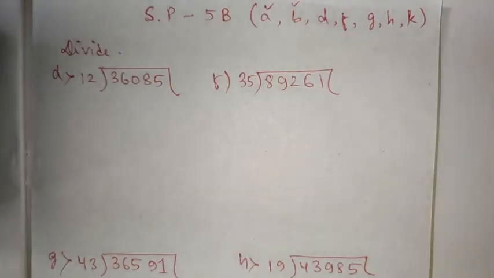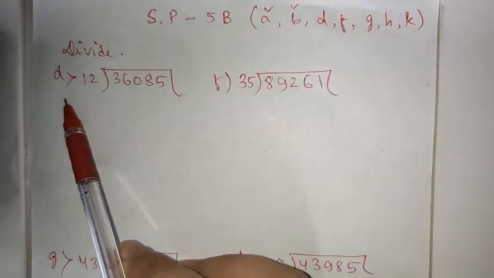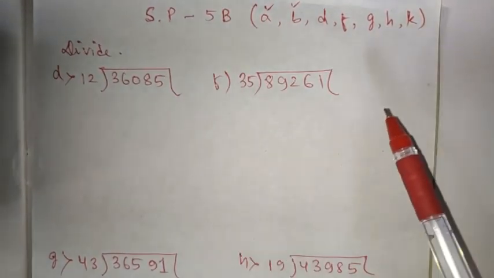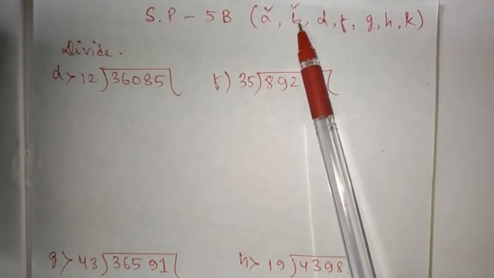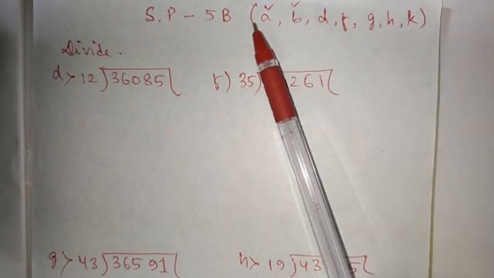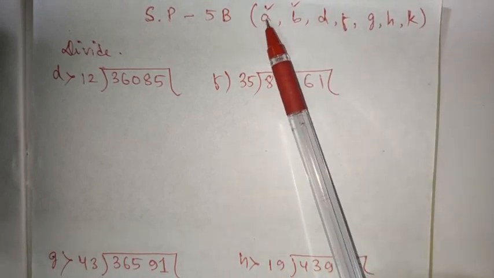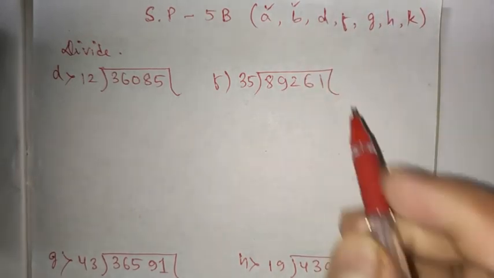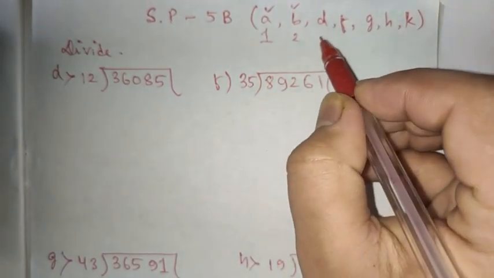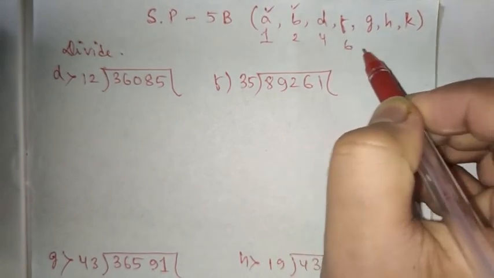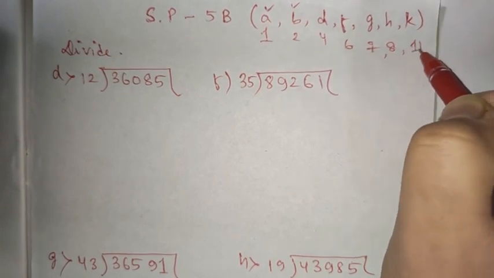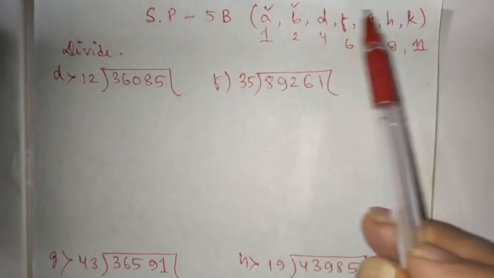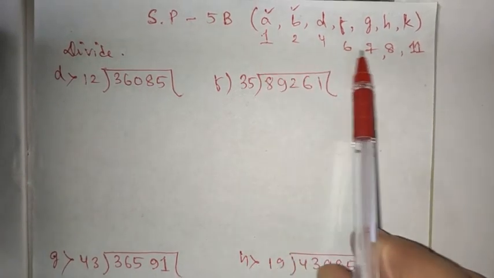So here we have the question number D from Self Practice 5B. As I have given you the numbers from Self Practice 5B: A, B, D, F, G, H, K. In your book the questions may be mentioned by number, that is 1, 2, 3, 4, so you may write it this way also. If you are getting confused with these alphabets, don't worry, I have written them in numbers.